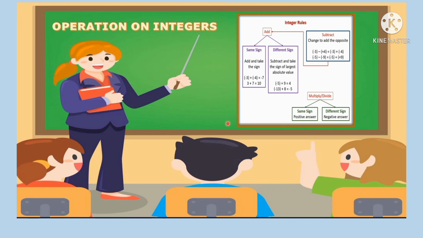In operations of integers for multiplication and division, if they are in the same sign, the answer is positive. If they have different signs, the answer will be negative. So always remember that. Let us not forget those basic arithmetic operations and rules of integers.